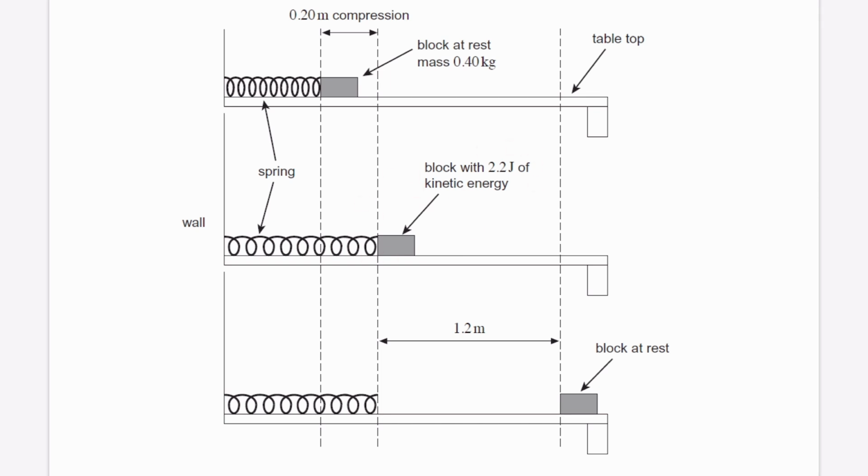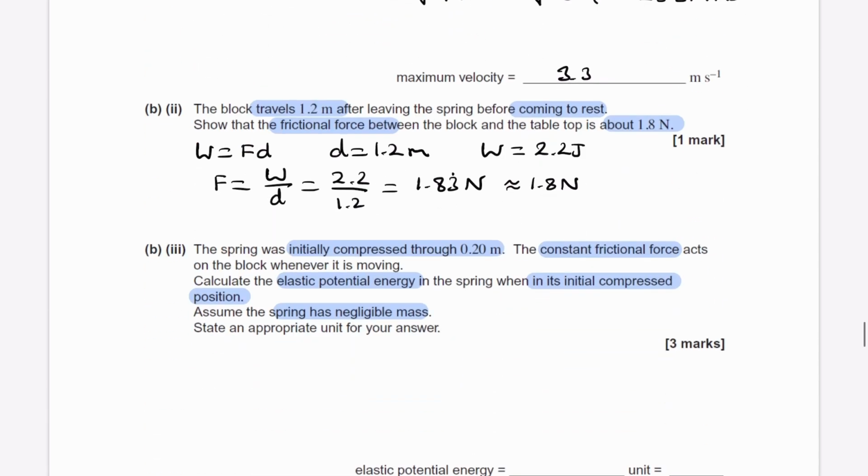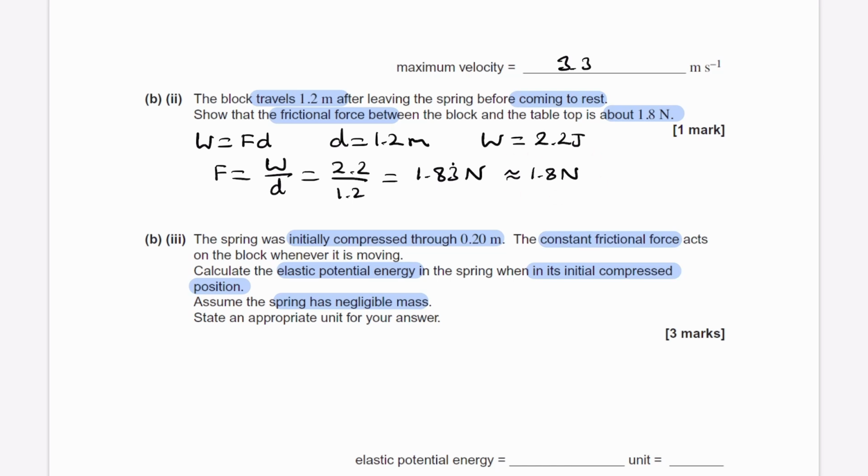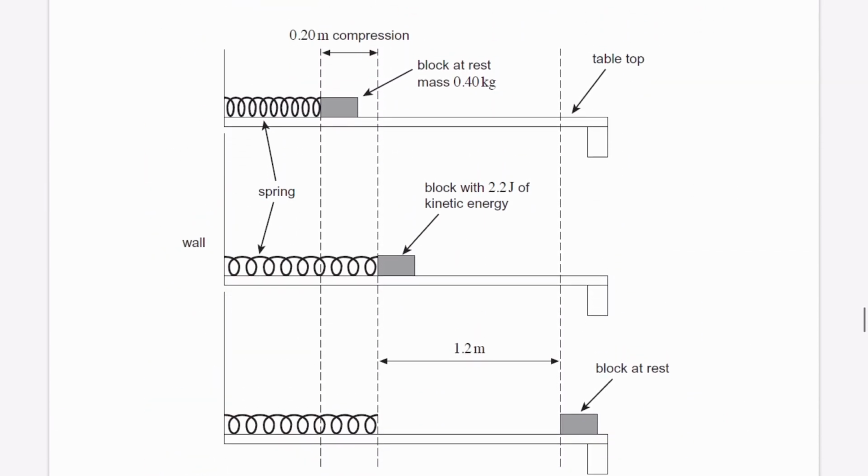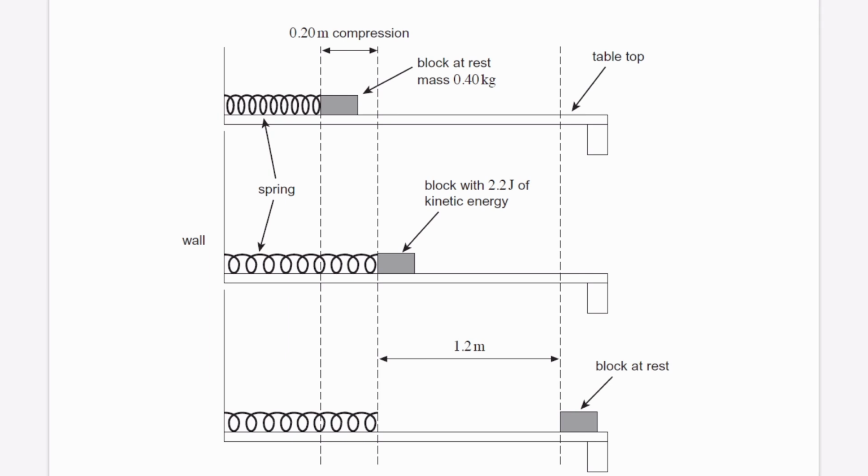We can look at the energy before and after. Before, all of the energy is elastic potential energy. Afterwards, all of the energy is heat in the block and in the table surface because of the work done by the frictional force. So, if we equate elastic potential energy to the work done by the frictional force, we can work out elastic potential energy. The work done by the frictional force would be that frictional force we calculated of 1.8 newtons, or 1.833, multiplied by the total distance, which was 0.2 plus 1.2.